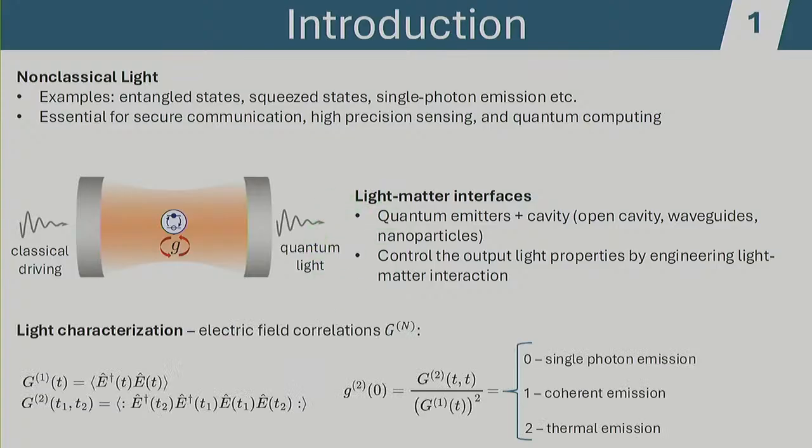Once this light is emitted, it is also important to properly characterize it. For this, experimentalists usually use electric field correlations. The first order correlation function carries information about the intensity of light, which one can detect at any point of space. The second order correlation function gives us information about statistical properties of photons, and it is standardly used in quantum optics to distinguish, for example, single photon emission from coherent emission or thermal emission.